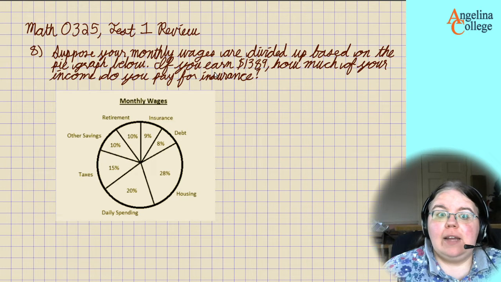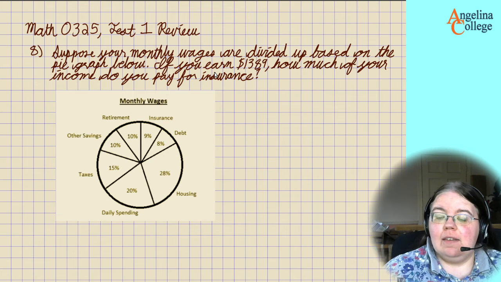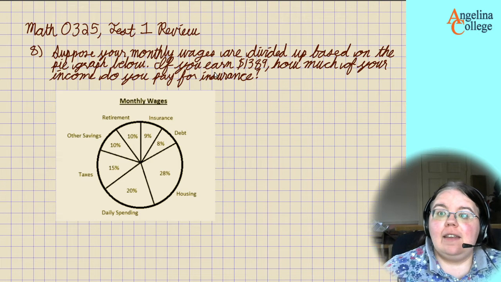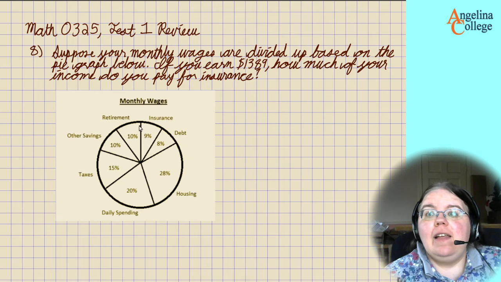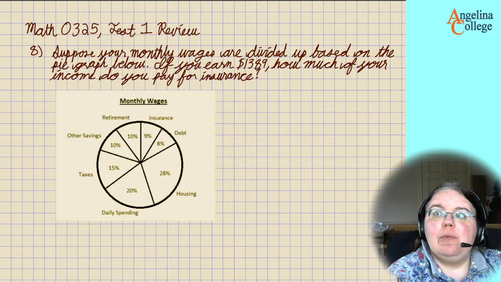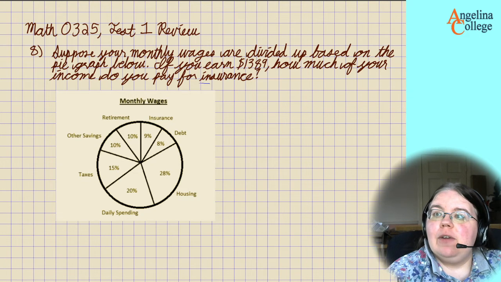So I don't know what kinds of insurance are included in that. Their medical insurance premiums, car insurance, renters or homeowners insurance, life insurance, I'm not sure. It doesn't break it out in that much detail. We just have one slice of the pie chart for each main category of the person's budget. But we have enough to answer the question here because it's just asking how much of your income do you pay for insurance as a whole.